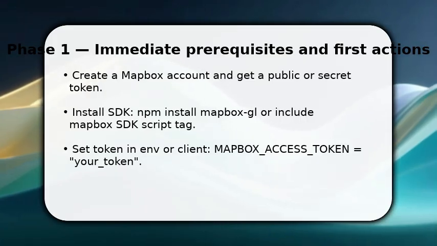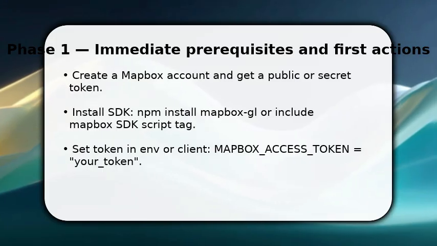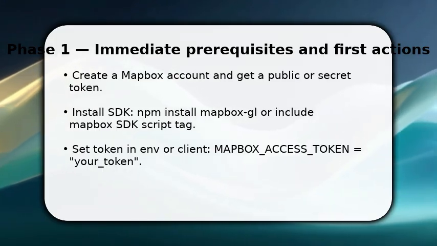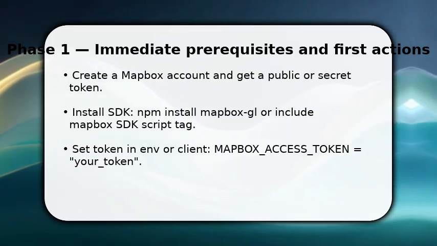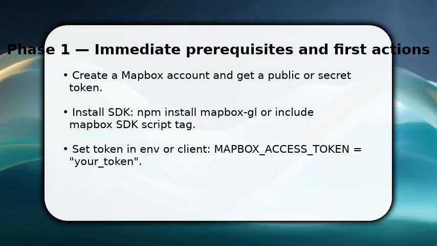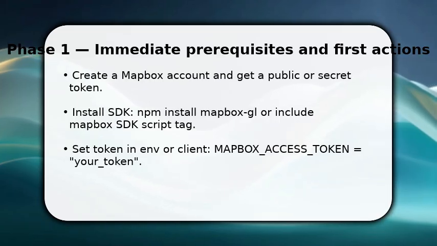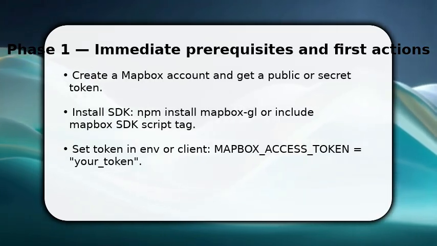You start by obtaining credentials and initializing the library. First, get a Mapbox access token and decide secret versus public use. Store secrets in environment variables. Then install the SDK, NPM, or CDN so the client can talk to Mapbox.